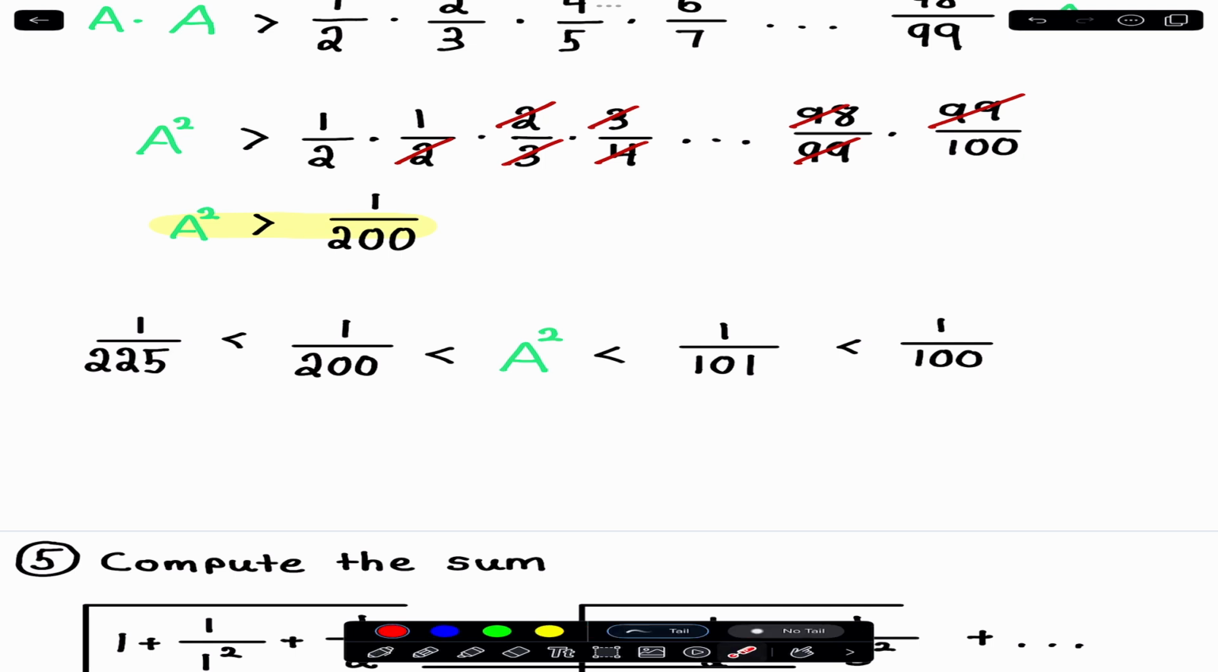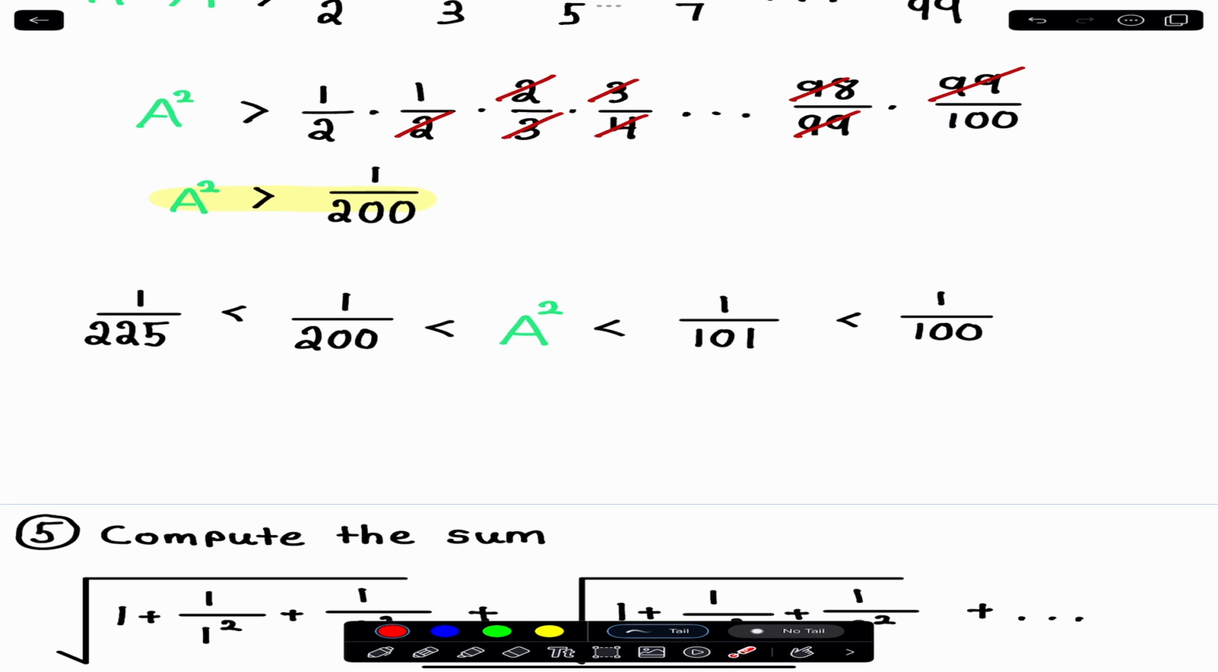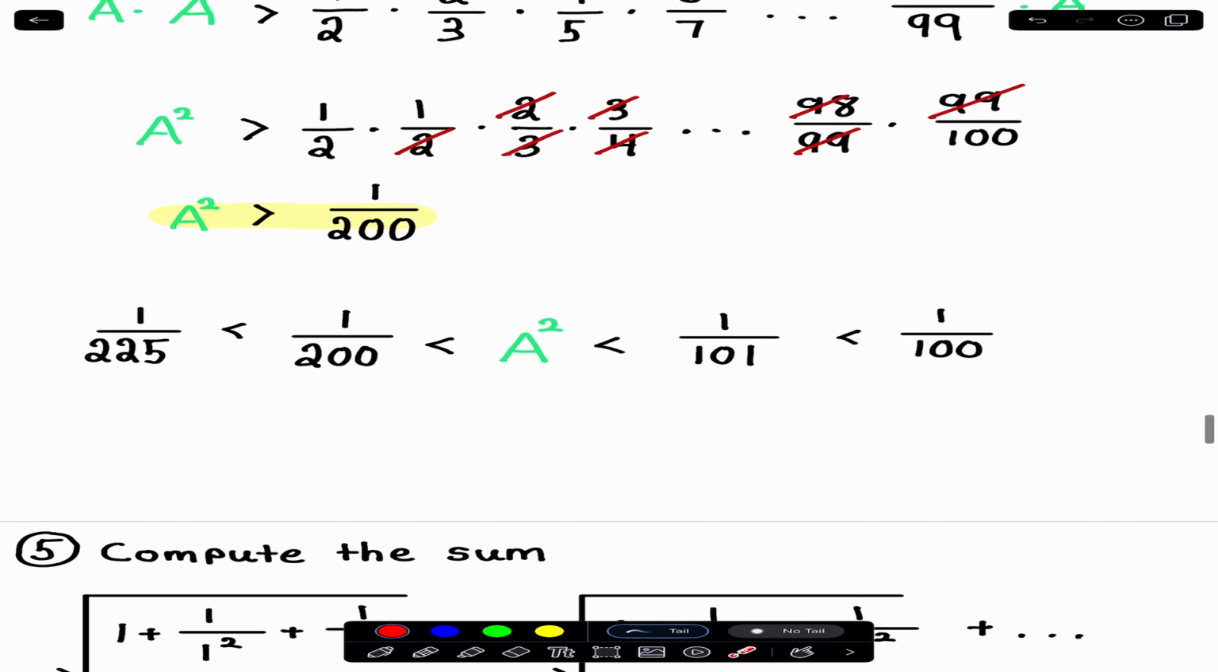So here's the thing. If a squared is less than 1 over 101, then a squared is definitely less than 1 over 100, because 1 over 100 is greater than 1 over 101. If a squared is bigger than 1 over 200, it is definitely bigger than 1 over 225, because 1 over 200 is already bigger than 1 over 225.